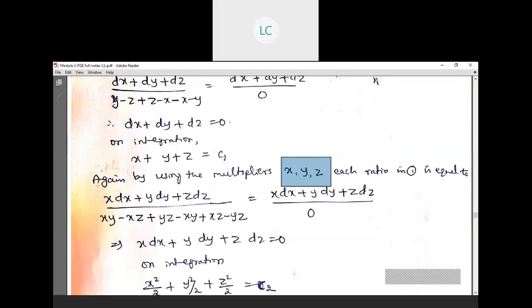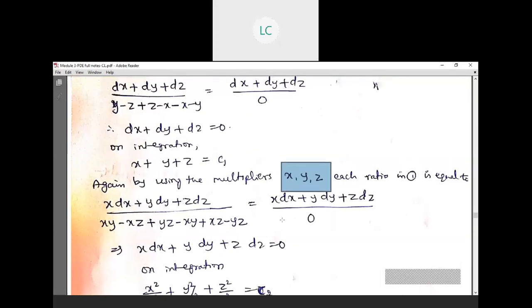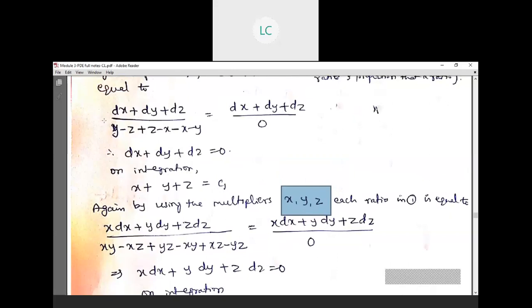So x dx plus y dy plus z dz divided by, if you multiply x here, xy minus xz, plus here if you multiply y, yz minus xy. This is plus, okay, plus into z, xz minus yz. Now see here, xy, yz, all terms will eliminate. Plus xy minus xy, plus xz minus xz, plus yz minus yz gets eliminated, we will get 0.